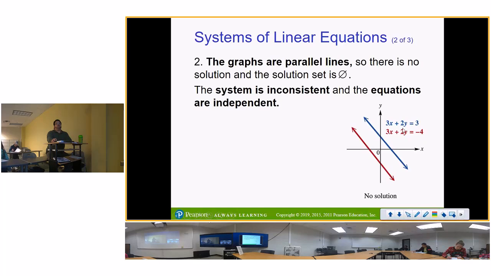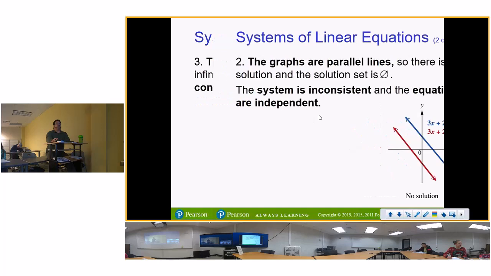So again, if you do it in your calculator and set them equal to each other, you're going to get something like 5 is equal to 6. And if you get 5 is equal to 6, you know that's untrue. So the answer is what? The circle with the slash through it. What does that mean? The null set. Null set or no solution.